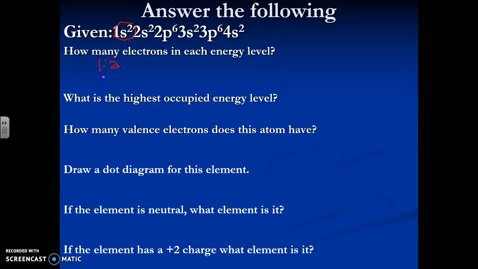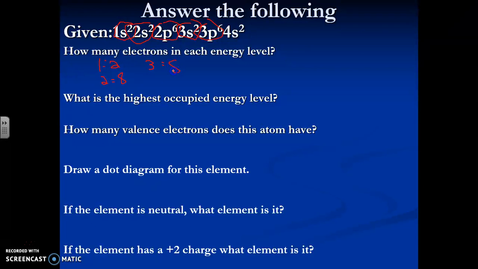Then we're going to look at the second energy level, and we're going to circle any sublevel that has a 2 in front of it. This one has a 2 in front of it, and this one has a 2 in front of it. If we add up the electrons, 2 electrons here, 6 electrons here, that's a total of 8 electrons. Now we look at the third energy level. We circle any one that has a 3 in front of it. This one has a 3 in front of it, and this one has a 3 in front of it. There's 2 here and 6 here, so that's a total of 8.